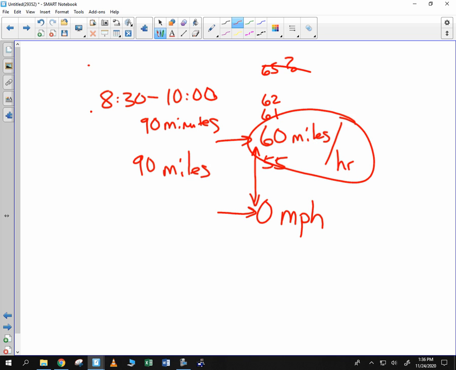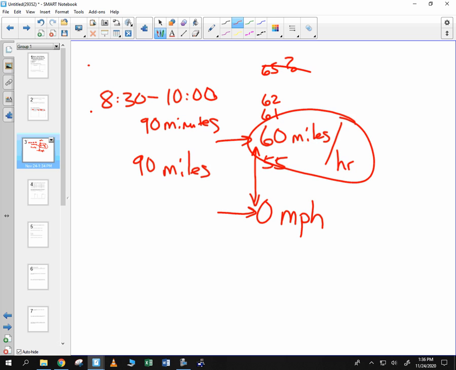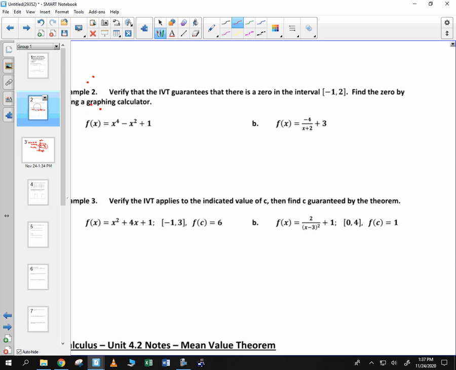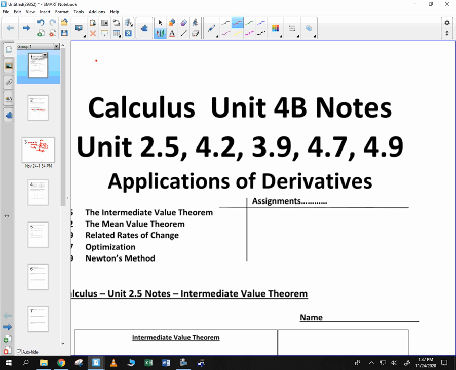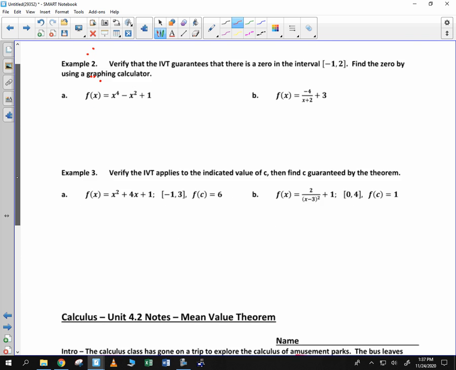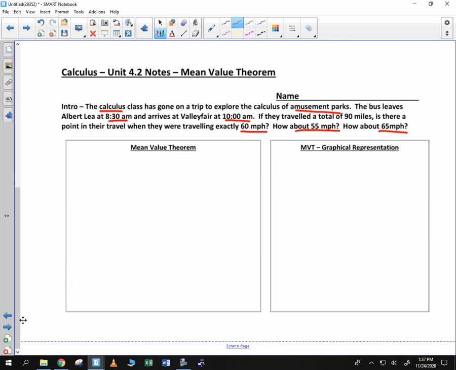There really isn't. Well, the fact is that 60 miles an hour, that's our average rate of change. And so we know that that's the speed that we have to cover at some point. And this brings up this idea of what's called the mean value theorem. And the mean value theorem, the graphical representation is very simple. What it says is this.